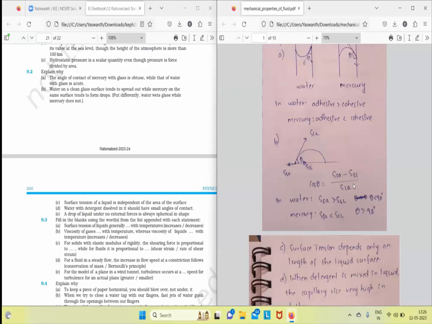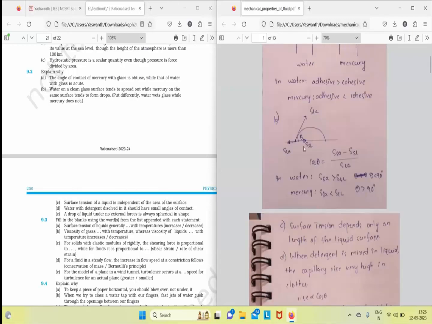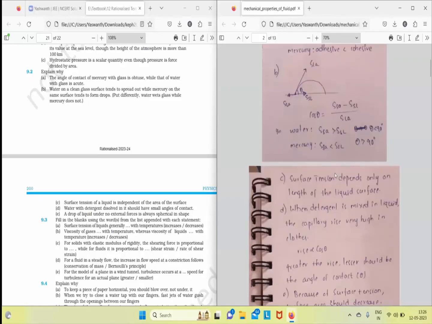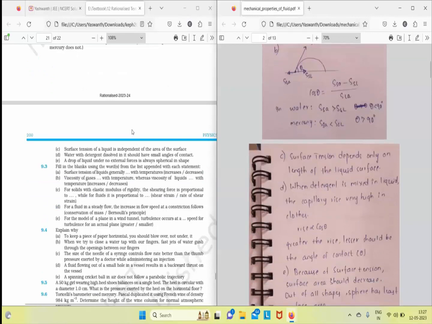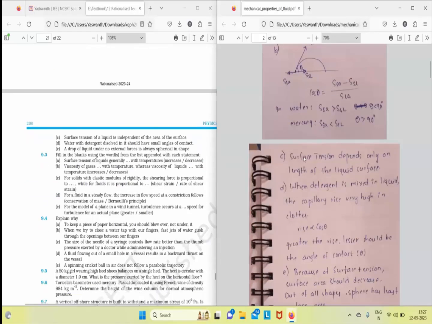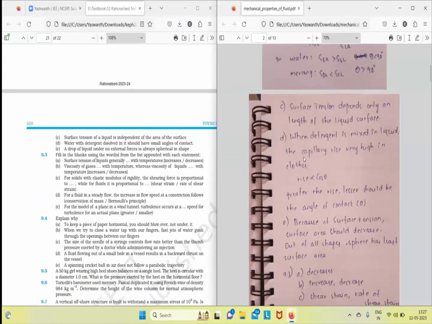So that's the reason why water on a clean glass surface tends to spread out while mercury on the same surface tends to form drops. So note this formula. It is not so important, but you should understand the concept behind it. You can have a look at this formula and think about why this is happening. You can understand easily. The next thing is that surface tension of a liquid is independent of the area of the surface. So what's surface tension? Surface tension is the force acting on a unit length of the liquid tangential to the line of surface.